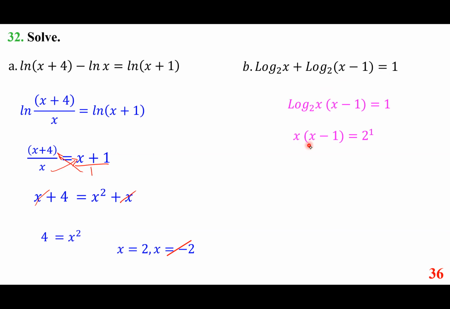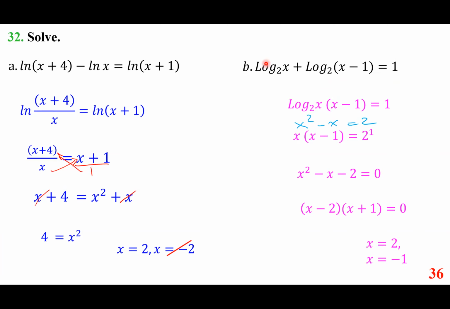As you see, this is x squared minus x. This is 2. Move it to the left. Do the factoring. You want two numbers. The product is negative 2. The sum is negative 1. So x minus 2, x plus 1. X is either 2 or negative 1.